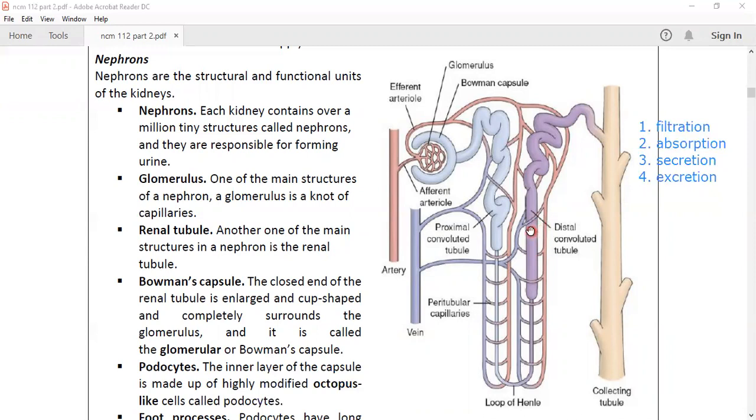All right. So, what about secretion? There are certain substances that are not filtered in the glomerulus, but should be excreted in the urine.